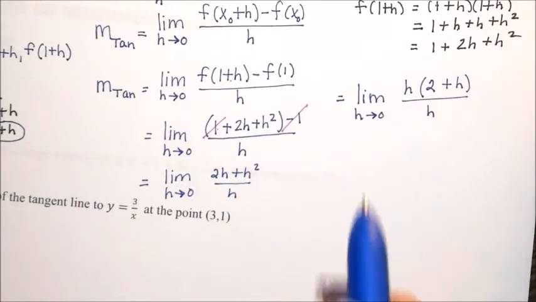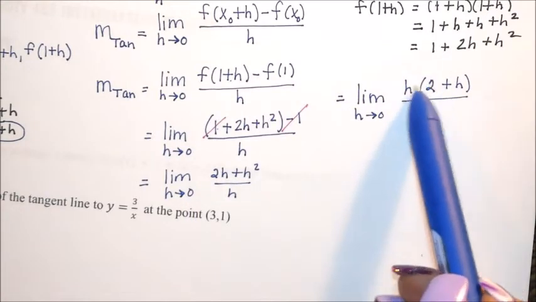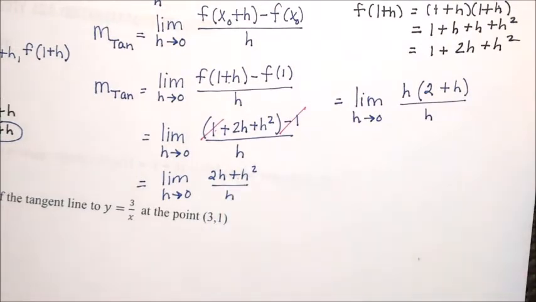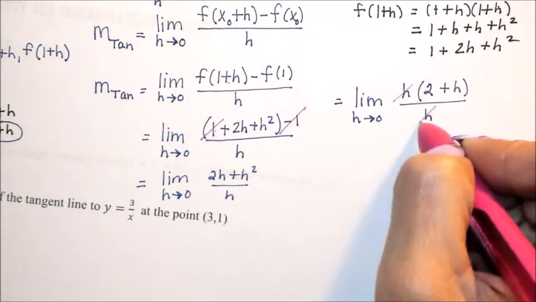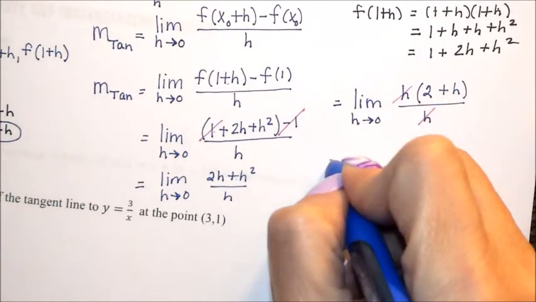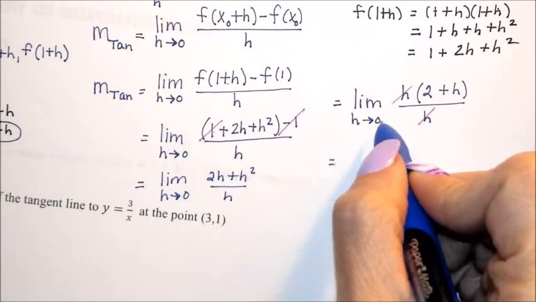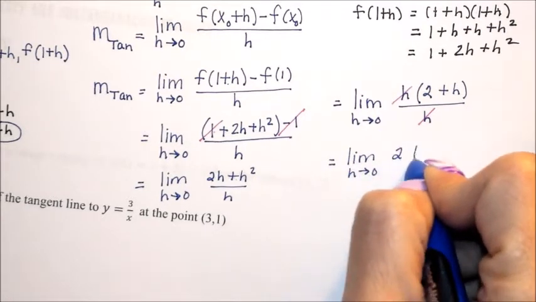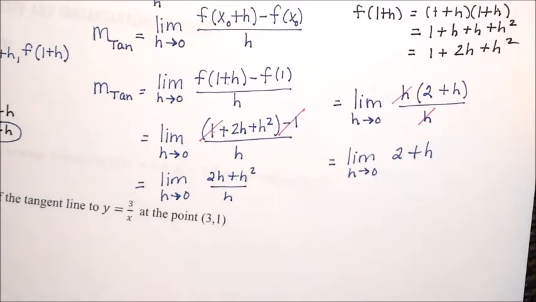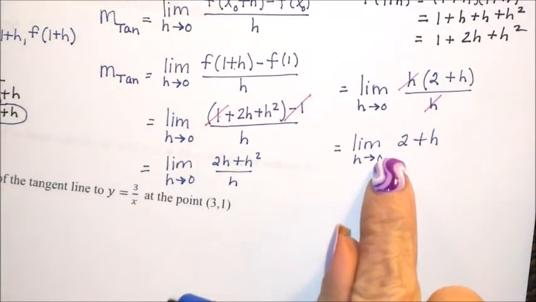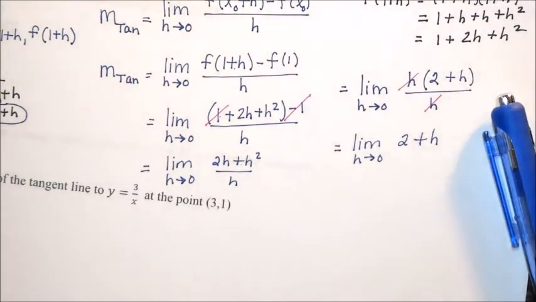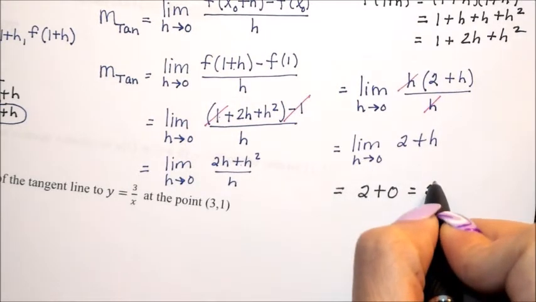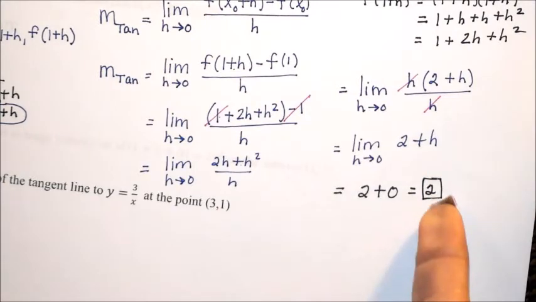I'm going to let you look at what I just did. I factored an h out. If I were to redistribute, I would get 2h plus h squared. 2h plus h squared. Oh, look at that. h and h cancel out. So the limit as h approaches 0 of 2 plus h. From here, that's a polynomial. I am just going to plug that 0 right in there, and I'm going to say equals 2 plus 0, which is 2. Bam!